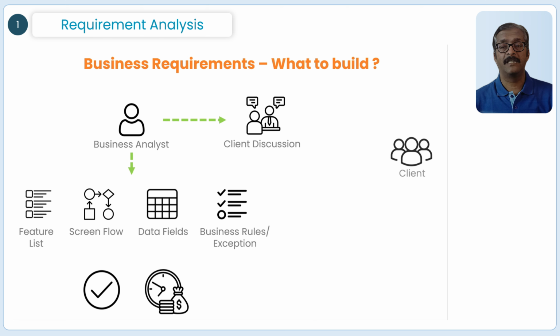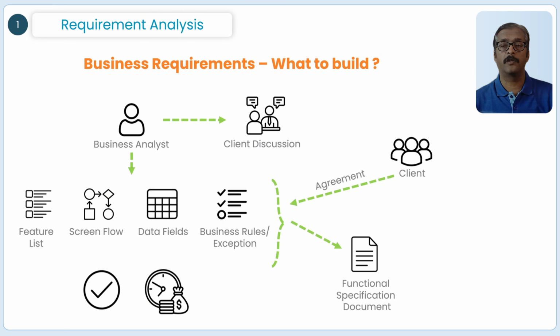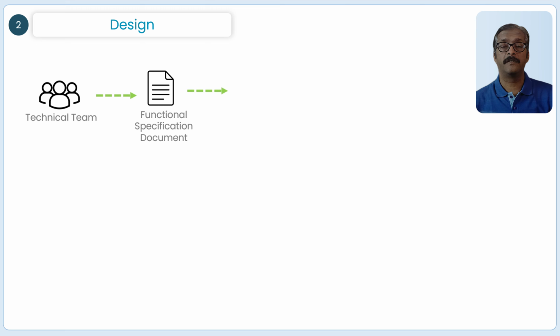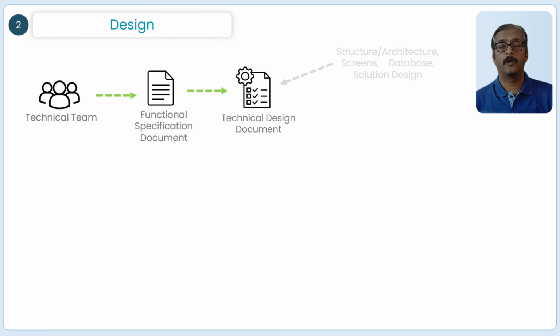Once all the details are ready and everyone agrees, you put everything into a document called the Functional Specification Document or the FSD. Next, we have the design phase. Now the technical team uses the requirements document to create a plan called the Technical Design Document. This plan includes the structure, screens, database, and how everything will be implemented.